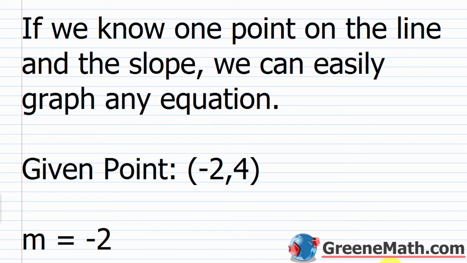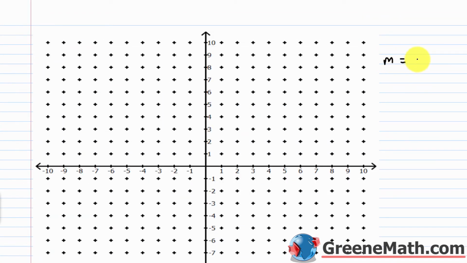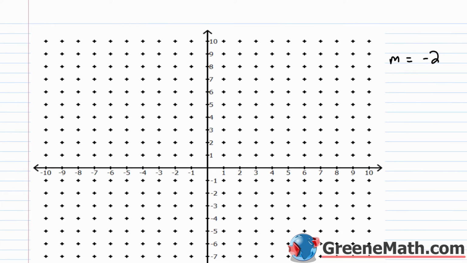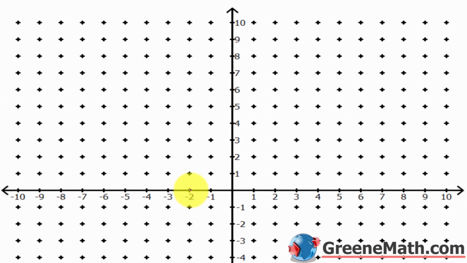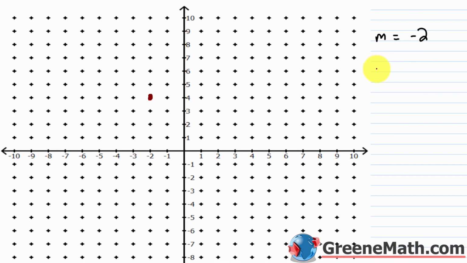So my given point is -2, 4, and my slope is -2. So again, m is -2, and my given point is -2, 4. So here's -2, here's 4, so that would be -2, 4. And if my slope is -2, again, that means that my rise over run is equal to -2 over 1. So that means I'm falling 2 units for every 1 unit I go to the right.